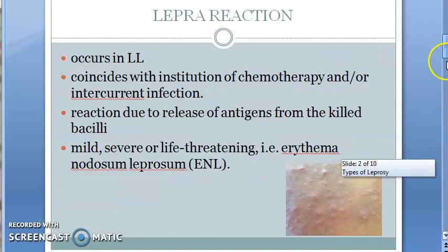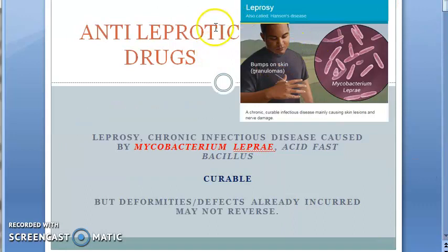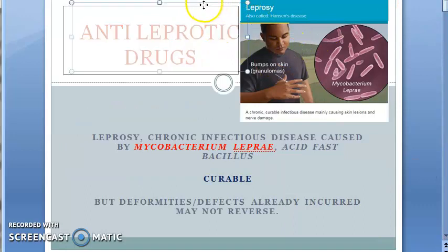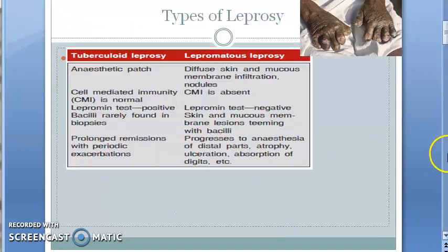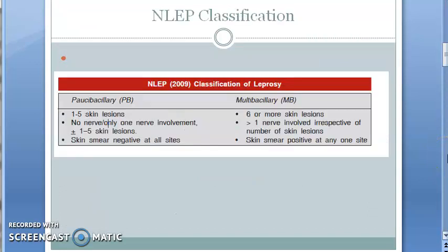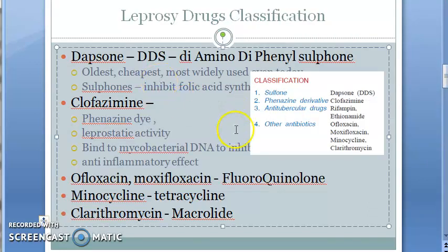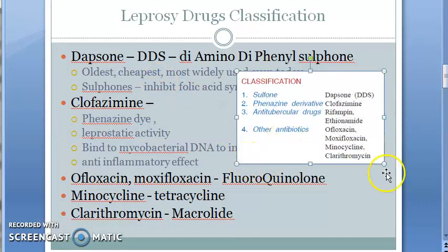So basically in this video what we have seen so far, we have taken an introduction to anti-leprosy drugs, and we have looked at the types of leprosy, and we have looked at the drugs classification for leprosy, right?